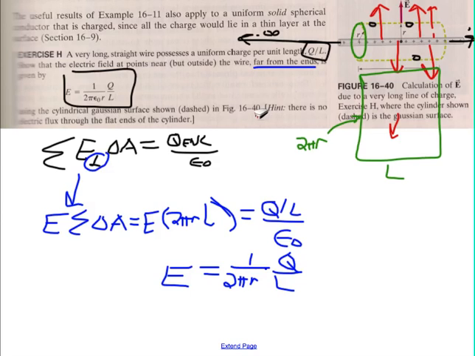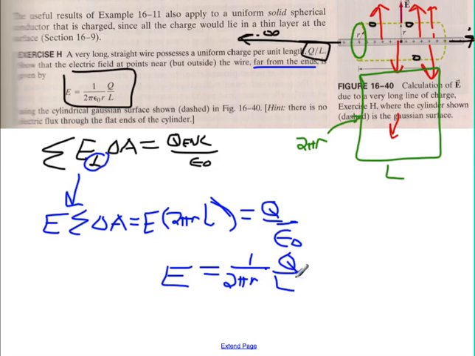I think the answer is when I considered how much charge was enclosed. Let's just say it's the whole amount of charge. I guess I shouldn't have put this L. My mistake. So now we divide by L. That L is going to go underneath there.